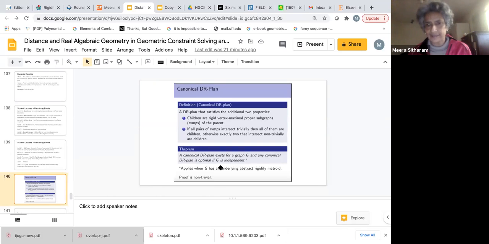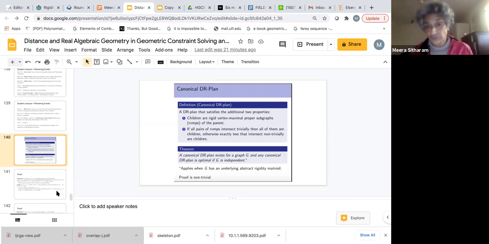So we can even assume that there is an oracle that will sort of tell us whether something is rigid. And we can use this, if there is a sparsity matroid that is associated with it, there are network flow, pebble game type algorithms that will decide whether something is rigid. So the optimality of the DR plan is equated to the DR plan being canonical. So that if we can then, as an algorithm, find this canonical DR plan, then we are more or less done, right?